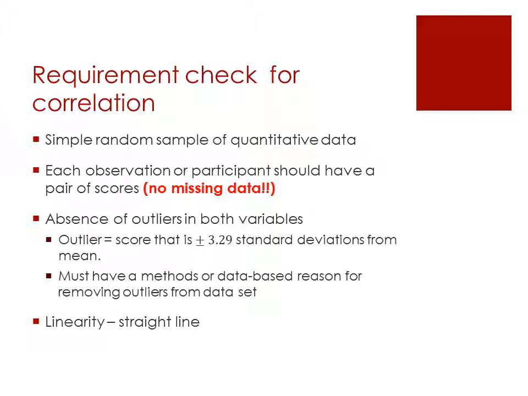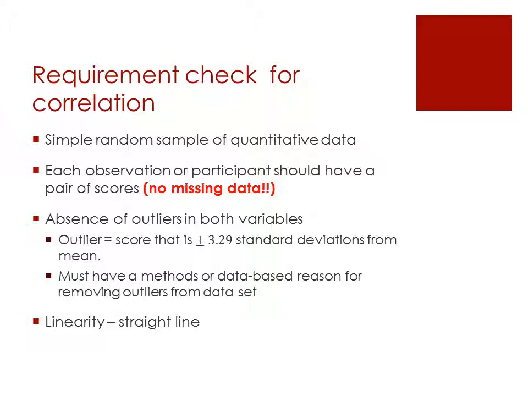We also have to be aware that correlations are very sensitive to outliers. An outlier is generally a score that is plus or minus 3.2 standard deviations from the mean. So that is considered an outlier. It is way outside, as we've been looking at with our empirical rule, right? So that would be outside the 3 standard deviations that we've been looking at with the empirical rule. One can remove outliers from the data if you have a data-based reason for removing the outliers, but you cannot remove them just because they're an outlier.